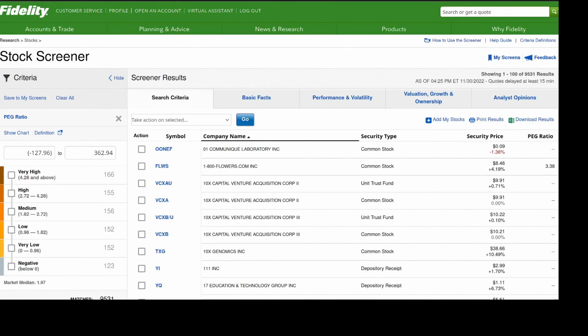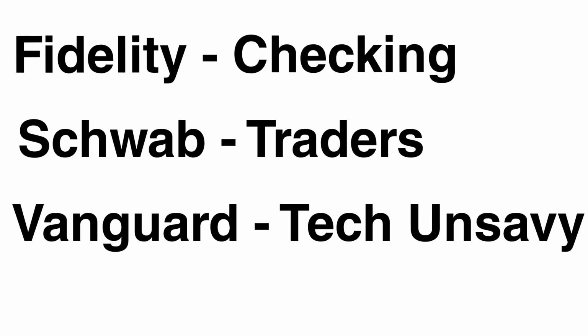So if it were me and I didn't trade or research stocks much, which one would I choose? I would probably choose Fidelity, and I would use their checking account. I would use the credit card. If I were doing more trading, I would probably do Schwab, because their research is better. It's better organized. If you're just going to put the money under a rock, you never want to look at it, then I would do Vanguard.